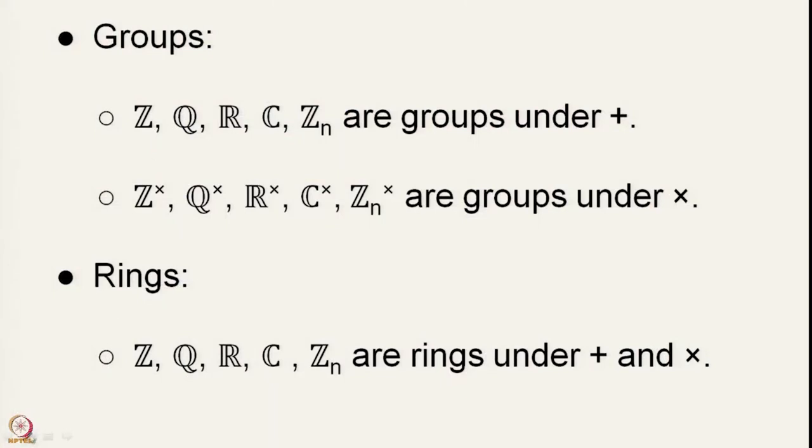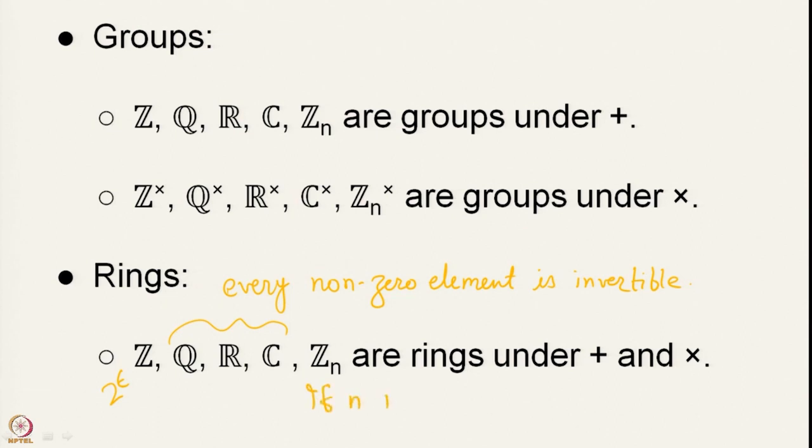If you see very carefully the examples, Q, R and C have the property that every non-zero element is invertible. Whereas in Z, we have the element 2 here, which is not invertible although it is non-zero. And here if N is composite, then we get non-zero elements which are not invertible.